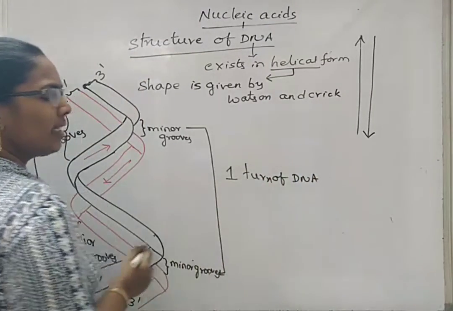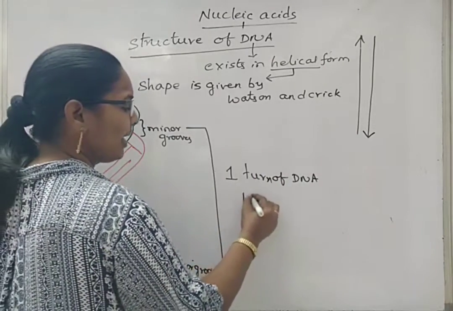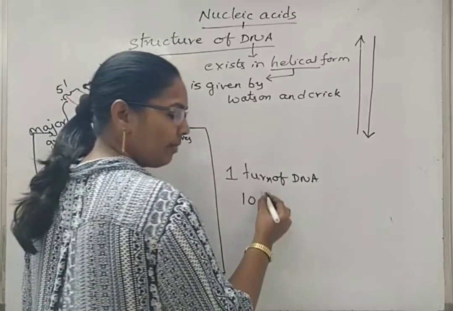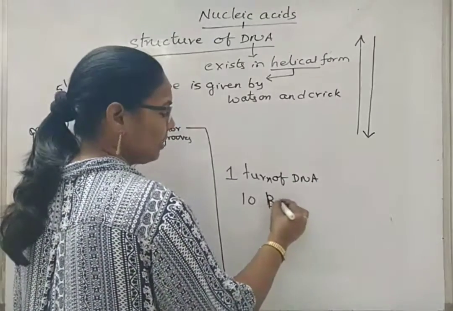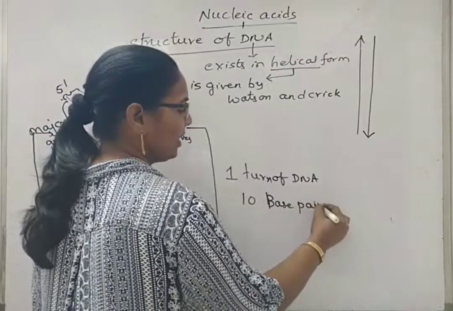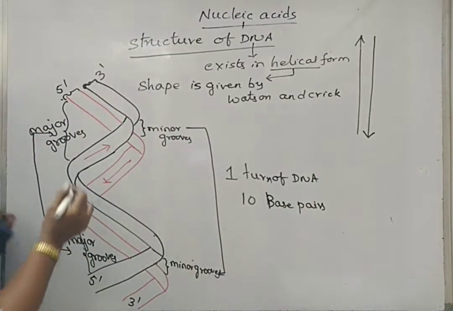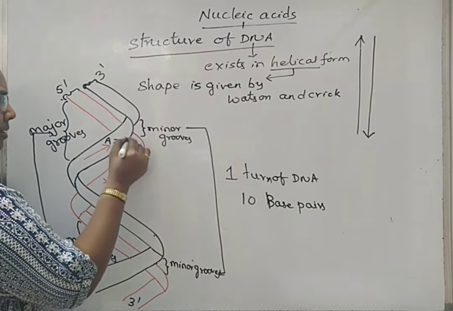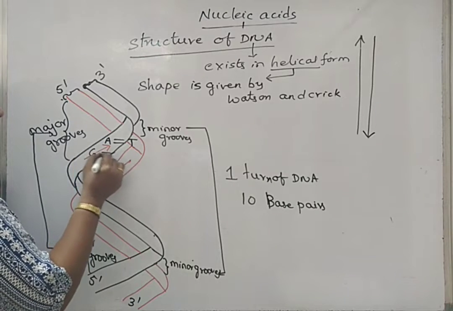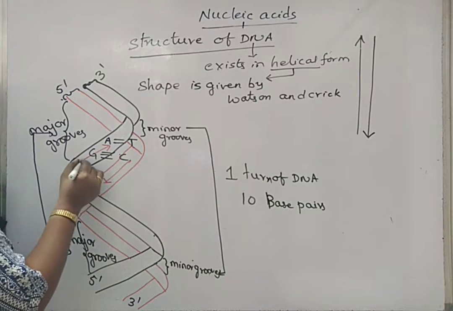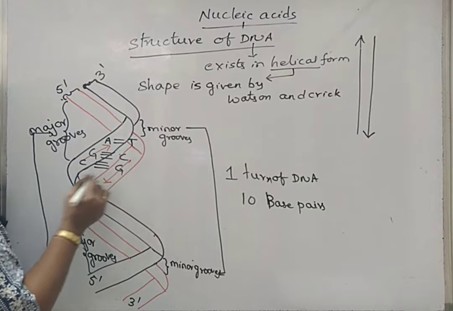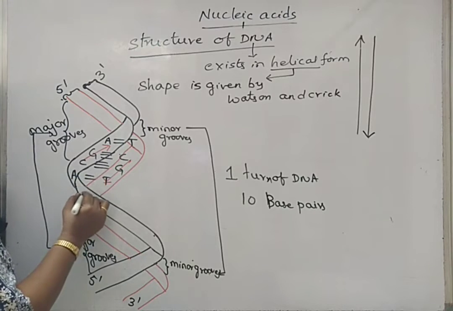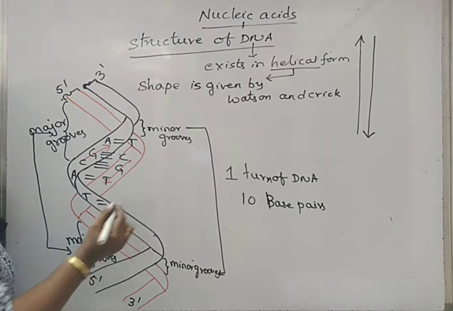One turn of DNA is considered to be having 10 base pairs of nitrogen bases. 10 base pairs. I am using the term pairs because, for suppose if you take, it can be adenine, double bond with thymine, guanine, triple bond with cytosine, cytosine, again triple bond with guanine. Next, adenine, double bond with thymine, thymine, double bond with adenine.